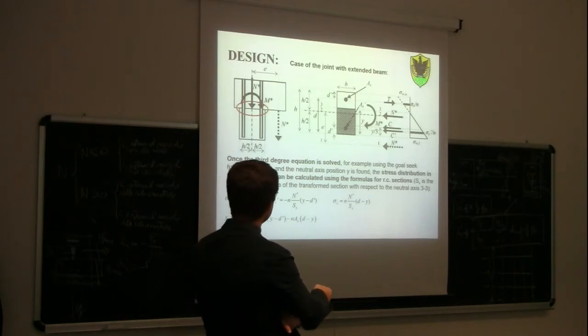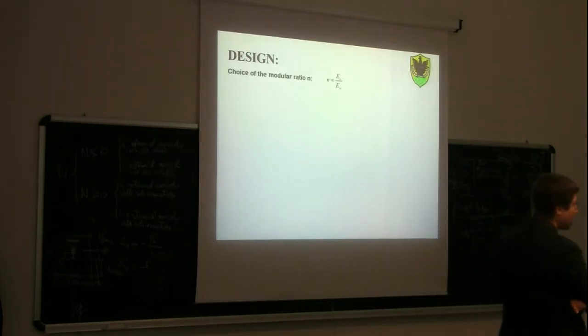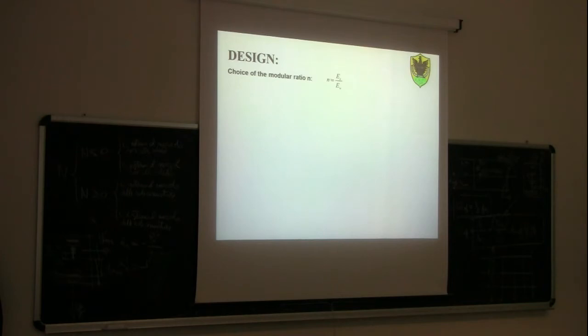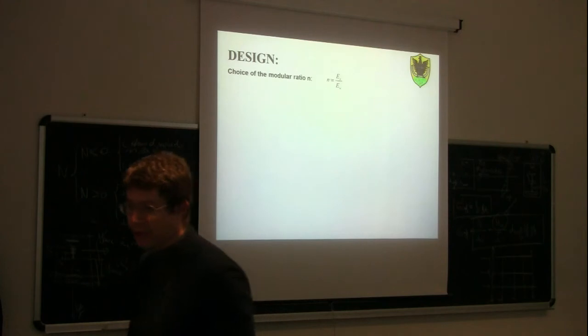Now, the important point is the choice of the modular ratio. Of course, in reinforced concrete design, the modular ratio, if you remember, was very simple. It was the ratio between the modulus of elasticity of steel and the modulus of elasticity of concrete. And the regulation said that in that case, you can always use the value of 15. This is the type of regulation.